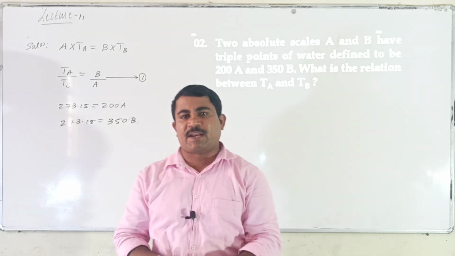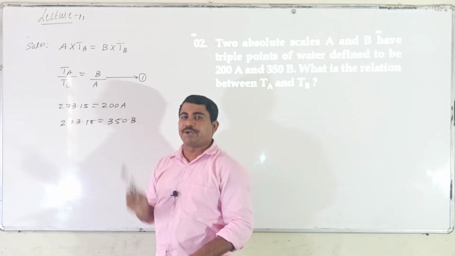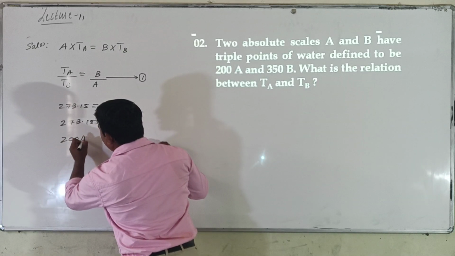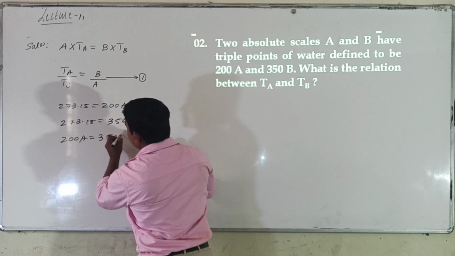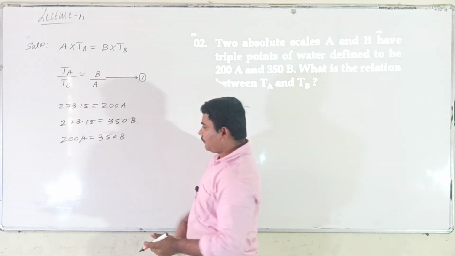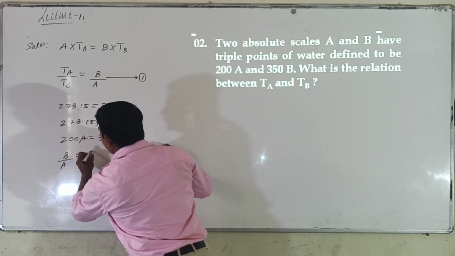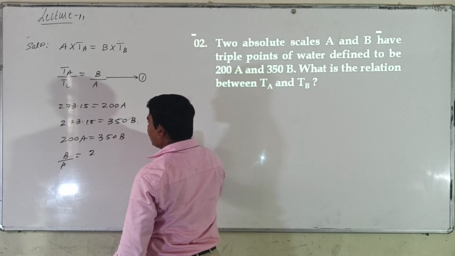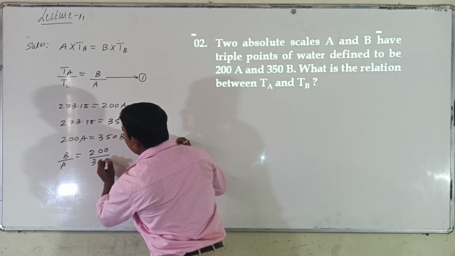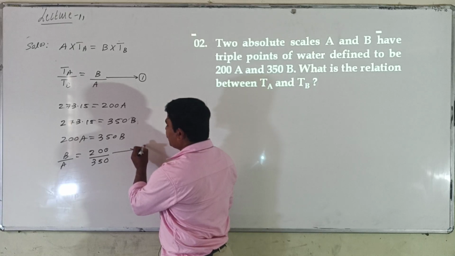At triple point to absolute scale. Just compare this to what you are getting from this. 200A must be equal to how much? 350B. Right or wrong? 200A is equal to 350B, so from this I can write B divided by A. What is B divided by A? B divided by A equal to 200 divided by 350. Let me call it equation number 2.